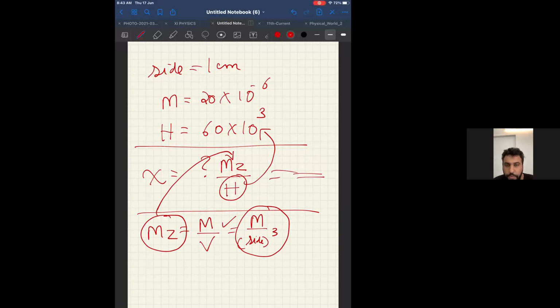I've given you the clue. Now start. There are two operations to be done. I have given you the clue. Now start and tell me the answer. 1 centimeter means 10 power minus 2 meter. You have to convert into SI. Everyone start.